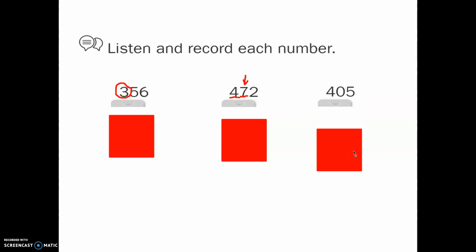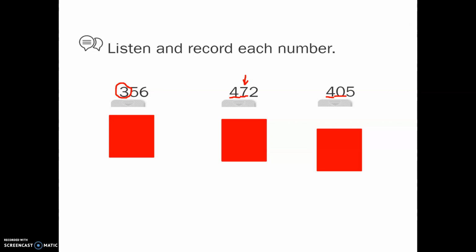Now we have 405. What is the digit in the tens place? It's 0. So the value of this digit is 0. It's not worth anything because there are no tens in the tens place. The digit in the hundreds place is 4. So the value of that 4 is 400.